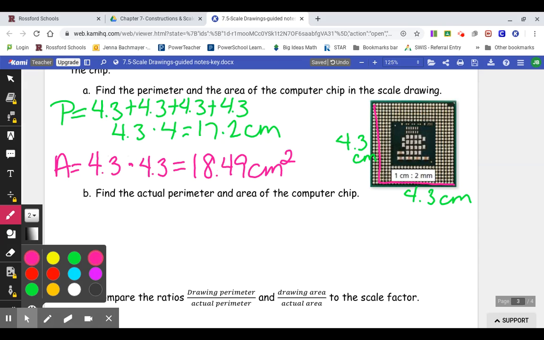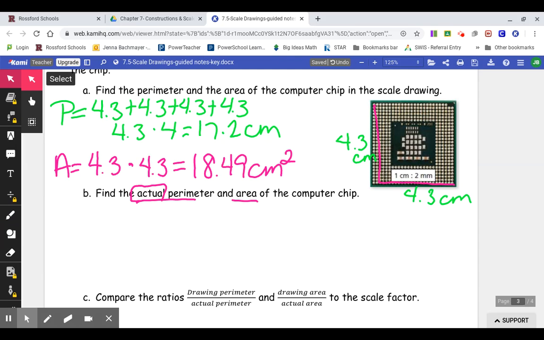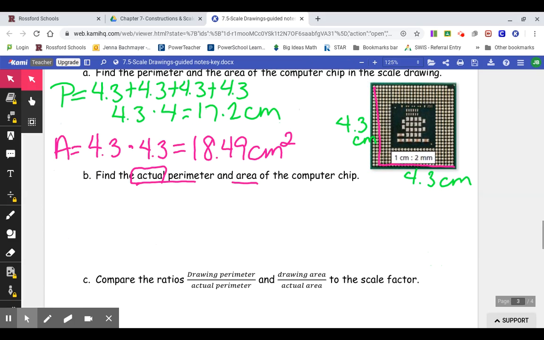All right, so now we need to find the area and perimeter of the computer chip, the actual size. Remember, this one has been blown up, so we can look at it in a larger version. We are going to find the smaller version, so our numbers in this next one are going to be smaller than what we had. Your numbers may be slightly different if you had maybe 4.2 as your measurement or 4.4. So my numbers may not match exactly, but check yours. Take the extra couple seconds to measure your computer chip to make sure that your numbers are accurate.